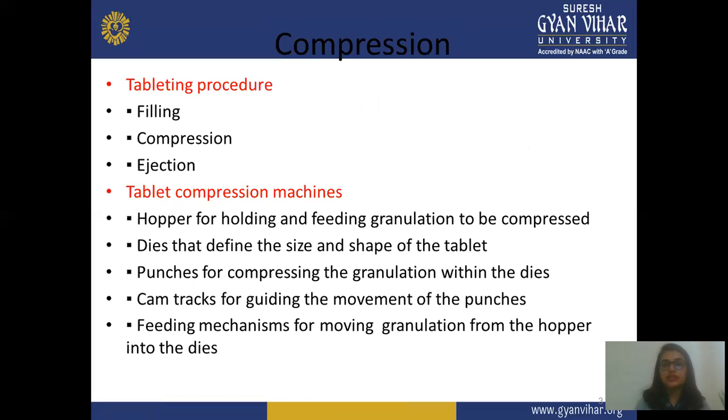the compression step is coming. And before this compression, filling is required: filling of granules, or of ingredients or excipients, into the dies and punches from the hopper. After this filling process, compression is possible, or certain excipients may be added before compression to reduce the friction between the particles or between the dies and punches. And then ejection. Ejection is the last step, where the tablet is completely formed and ejected from that particular machine.